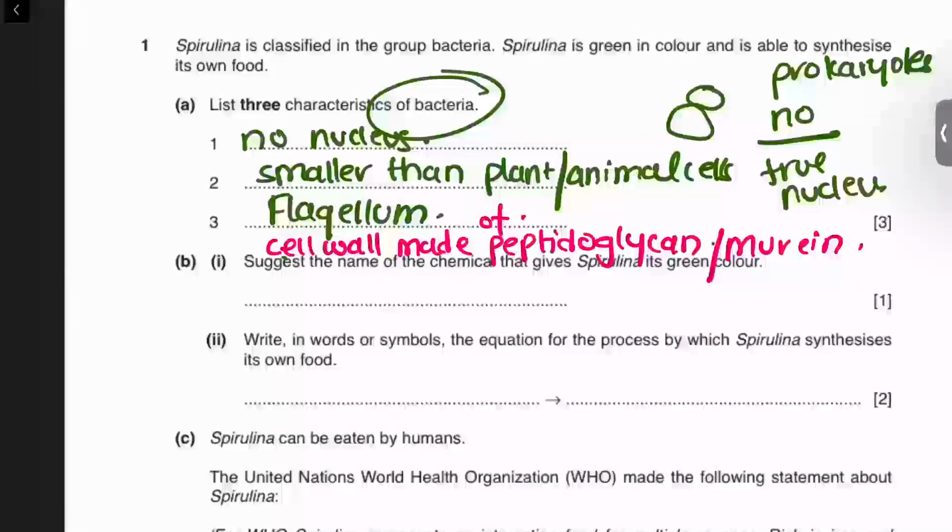Okay. So, cell wall made out of peptidoglycan or murein. Now, guys, listen. Bacteria have no mitochondria. You can't say that they have no organelles. You can say that they have plasmids. Okay, they have plasmids.